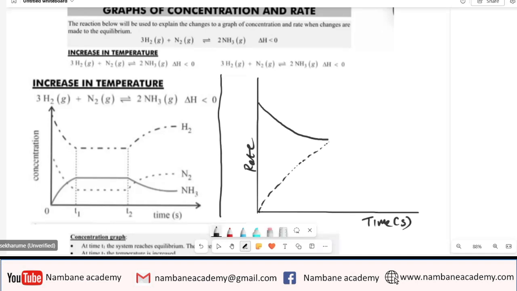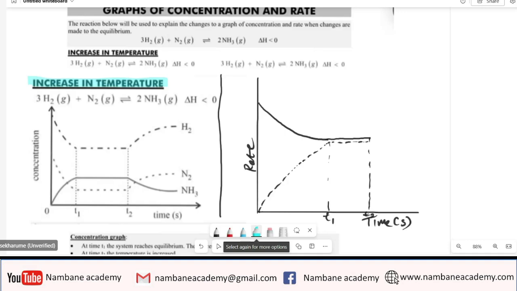So at T1, somewhere there, this will be at T1. Between T1 and T2, the system is at what? The system is at equilibrium. So then there is an effect of what? There's an effect of the increase in temperature.